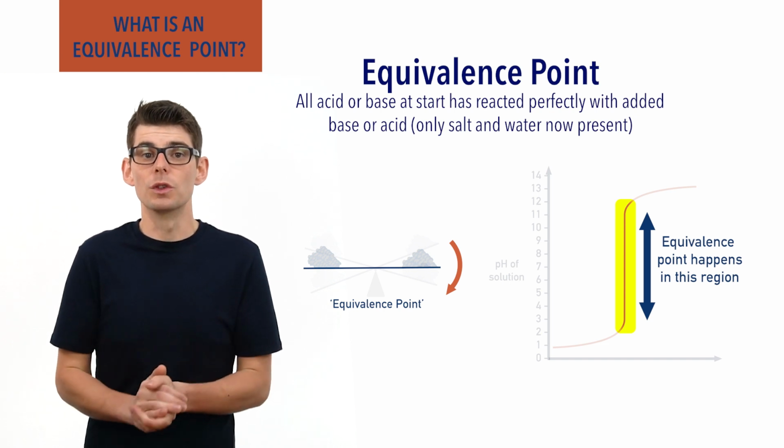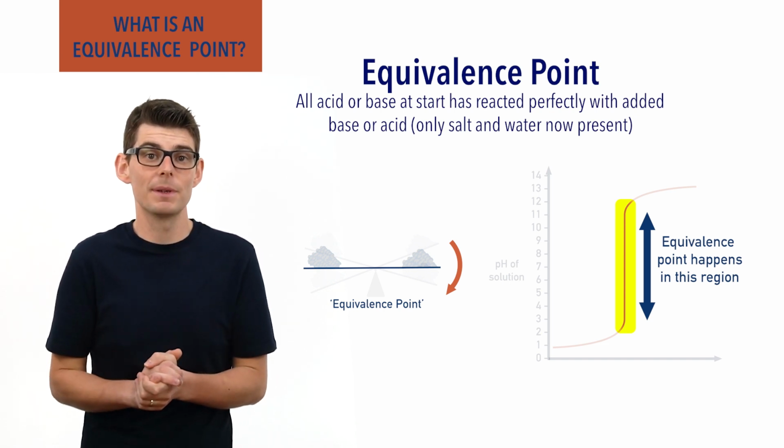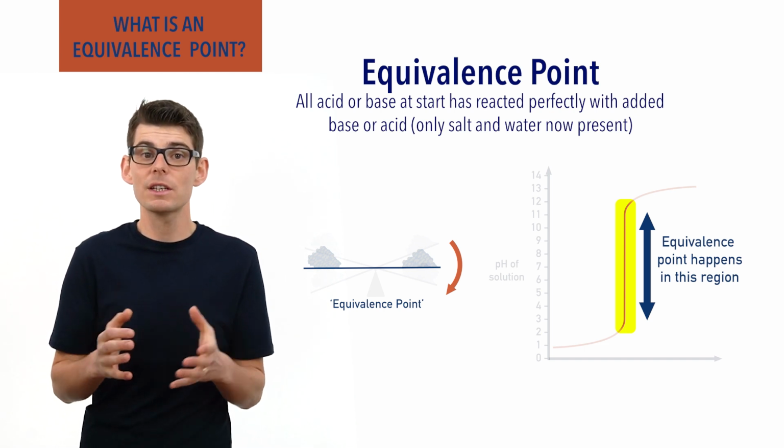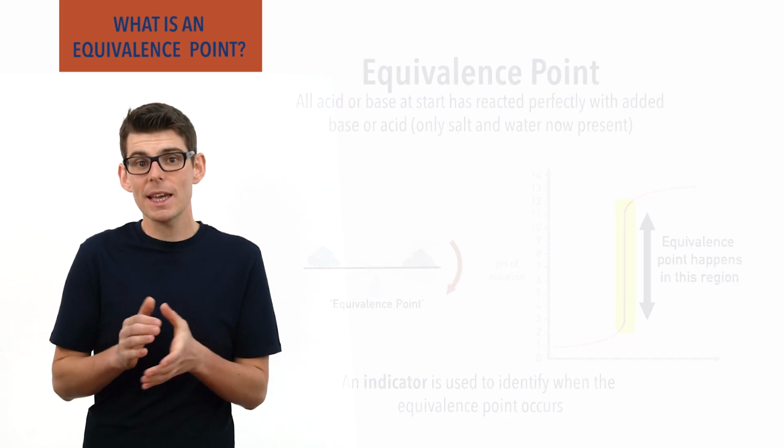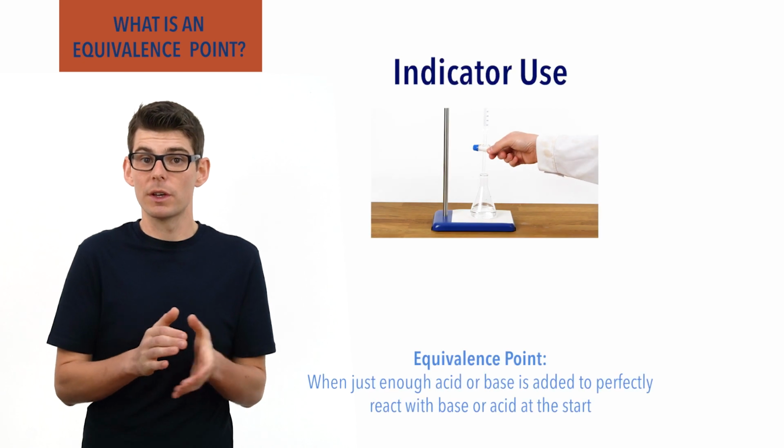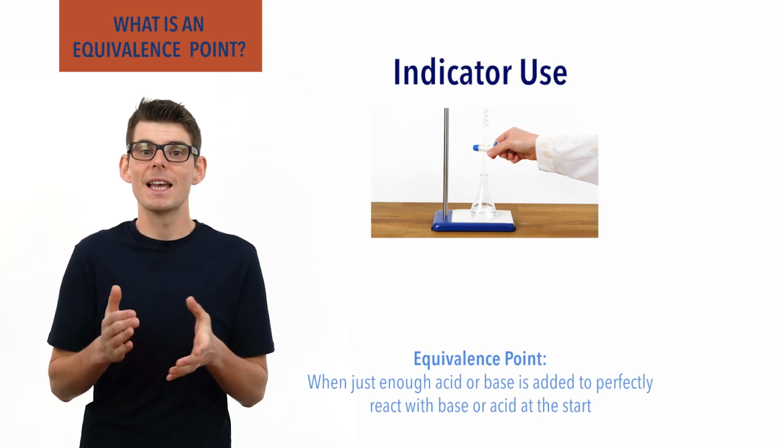In a titration, we can't see when this is happening, and instead try and identify this point by using an indicator. When the indicator changes colour and we stop the titration, we describe it as the end point.